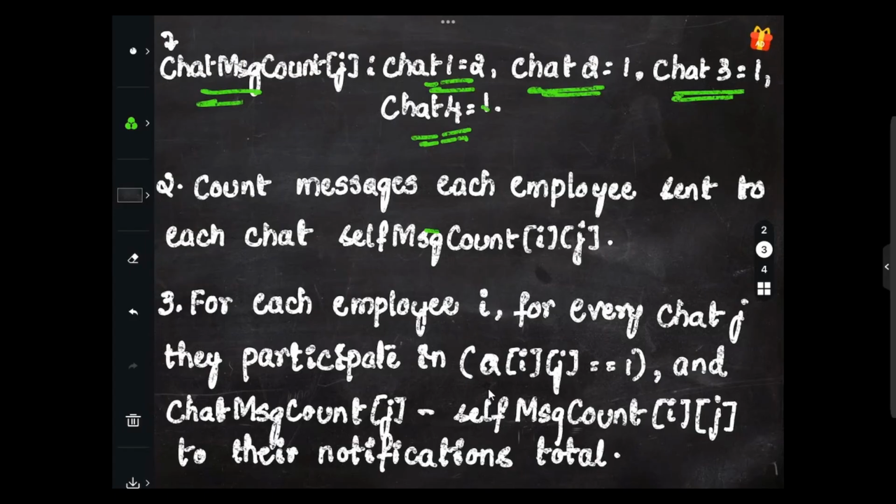Now let's count the messages each employee sent to each chat. This is nothing but the self message count, which we can represent as self msg count of ij, easy to understand. Next, for each employee i, for every chat j they participate in, where i is the employee and j represents the chat, they participate in A of ij, which is equivalent to 1, as said in the question. Then we add chat message count of j minus self message count of ij to their notifications total.